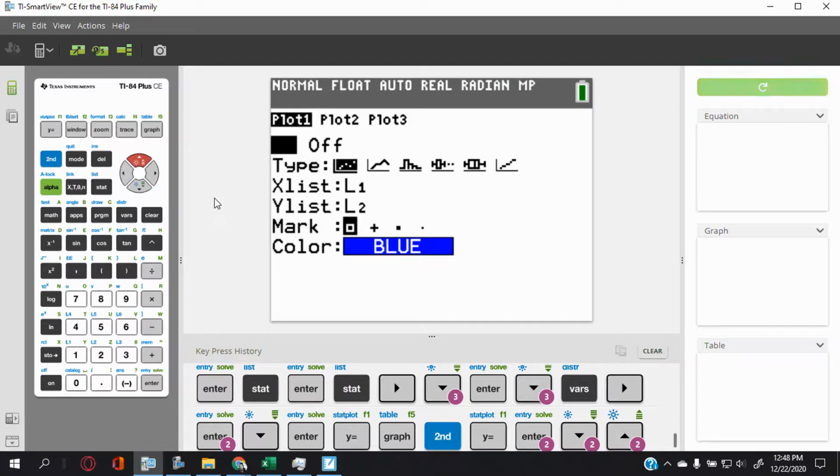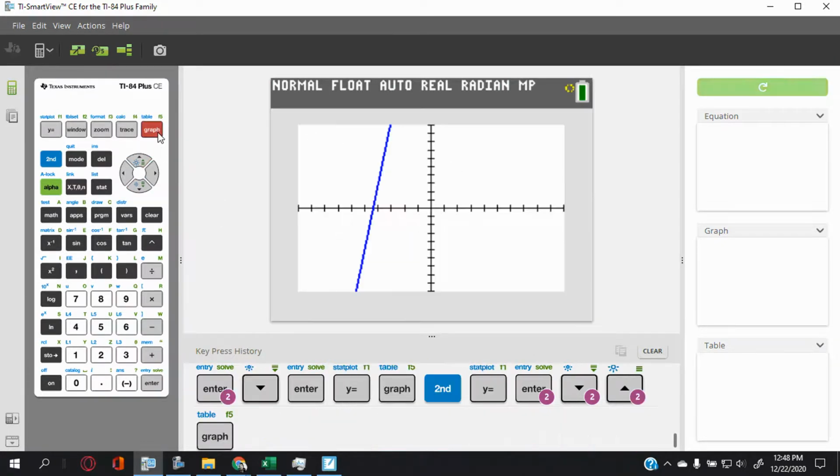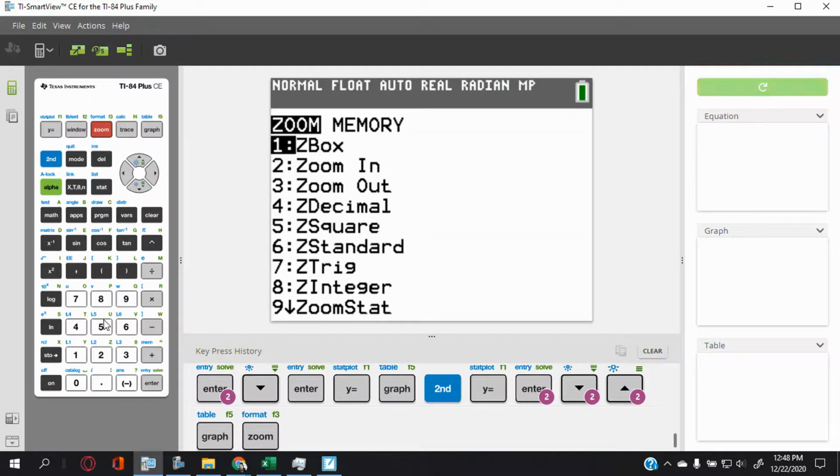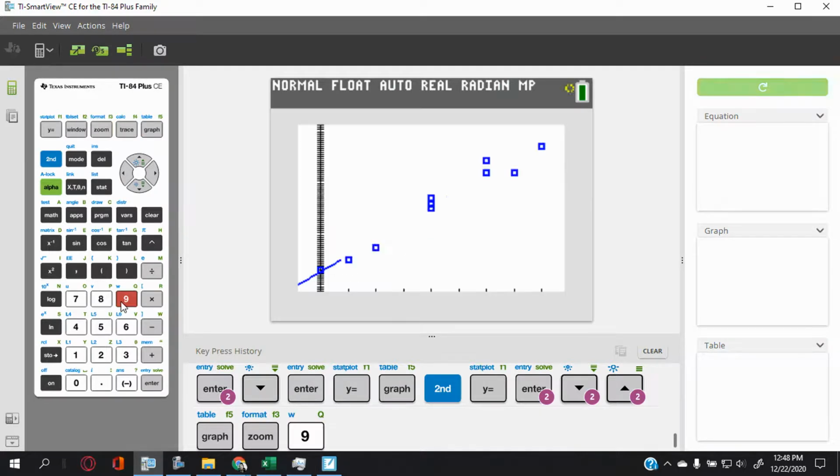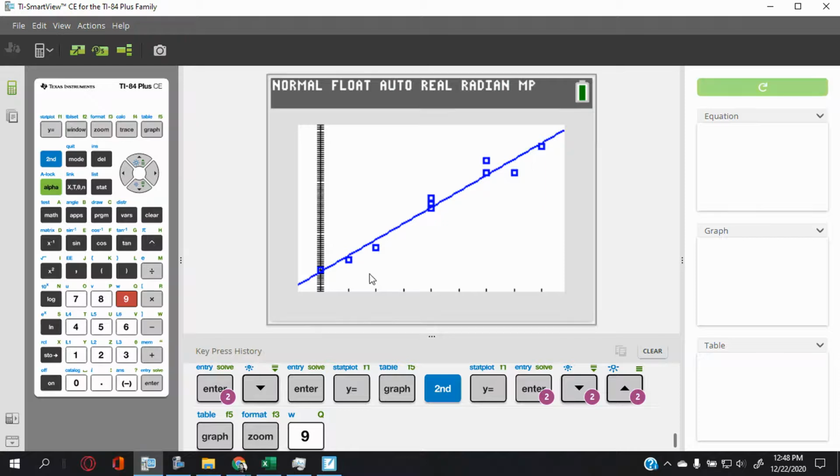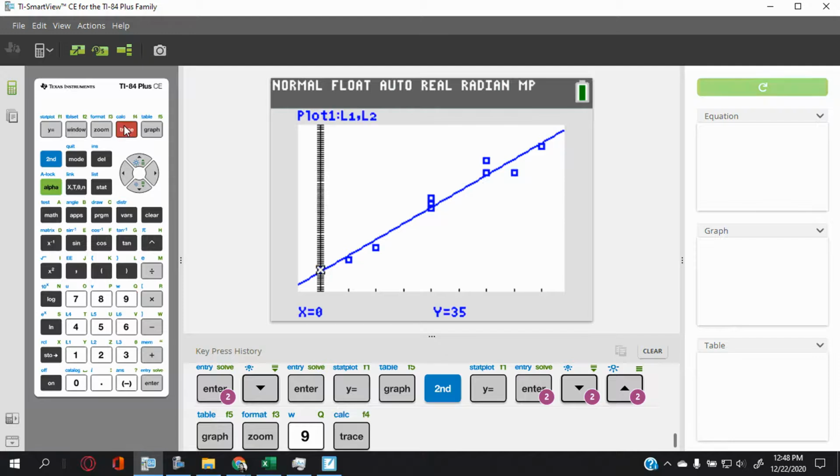So here I got the plot. Let me check out the graph. Yep, can't see it, so I'm going to do this. Zoom 9. I'm going to see if that would work. Yep, okay, good, because otherwise it would have been a little bit embarrassing. So here's my line of best fit. Here are all the plots from the table. Again, if you want to trace it, click trace, and you can just go from point to point. Kind of cool.